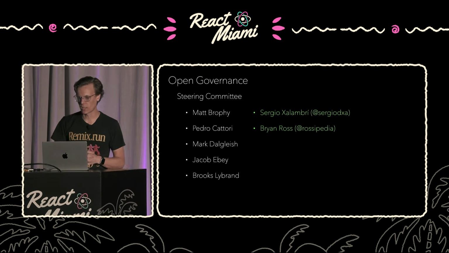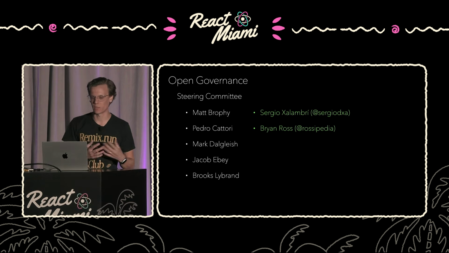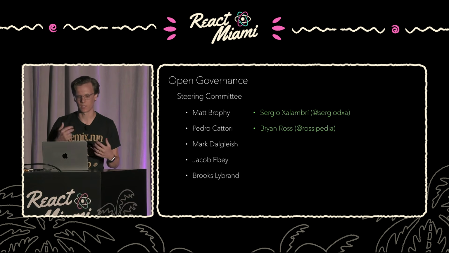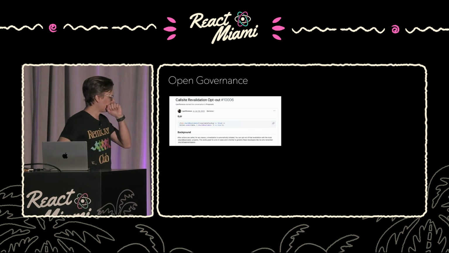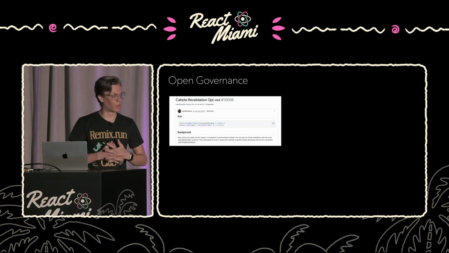So we meet every other week, and we discuss new proposals. And then if we get enough upvotes, if we get two, I think, steering committee members to agree on something, then we'll say, hey, this is open for an alpha version to be built. How's this gone? It's gone pretty well.